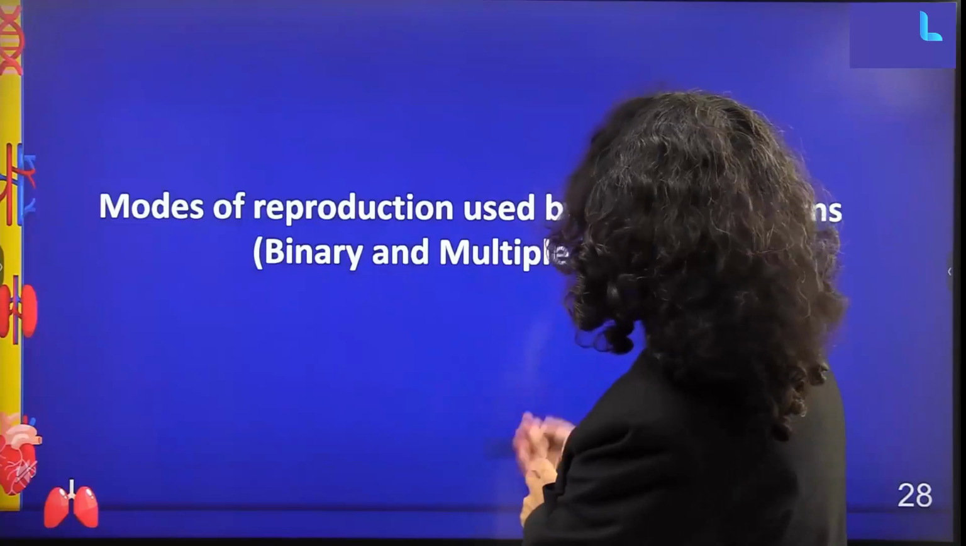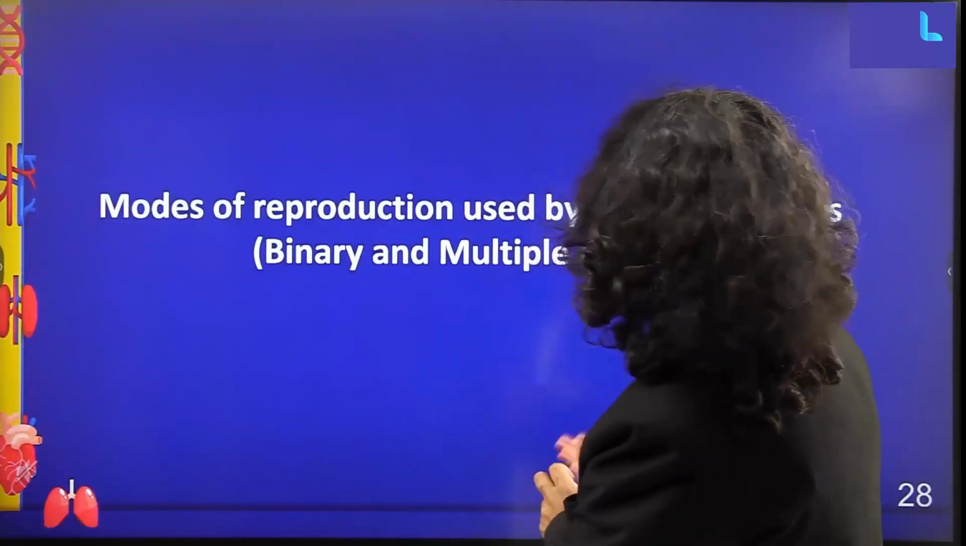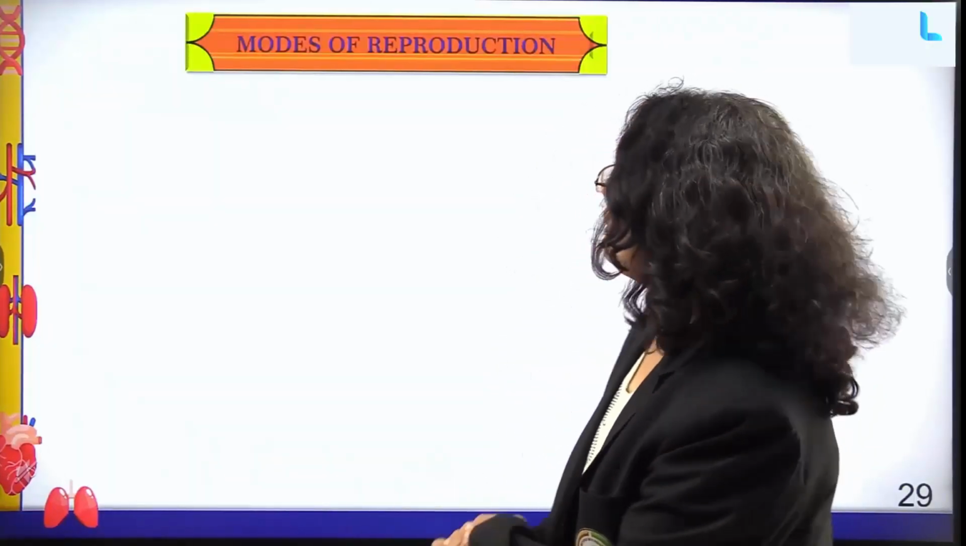Now the modes of reproduction used by a single organism, like binary and multiple fission, are the modes of reproduction. Let us see.